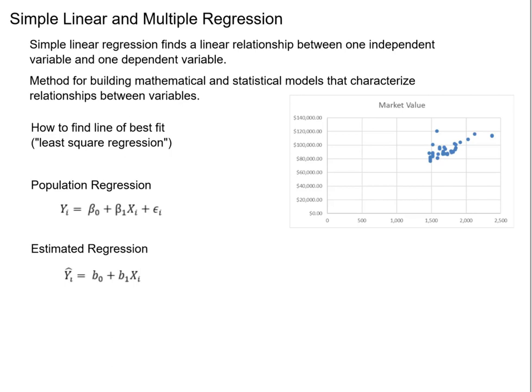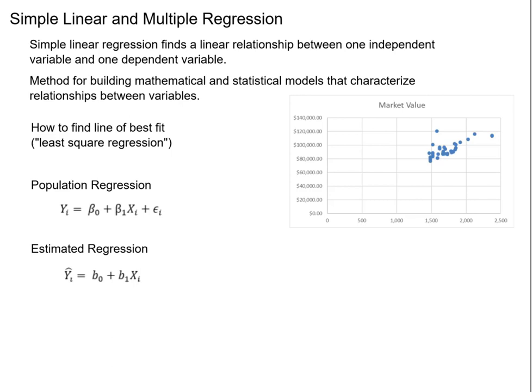So fundamentally, simple linear regression is all it's doing is finding a linear relationship between one independent variable and one dependent variable. And so you could already think about that stuff that we were discussing in terms of trend lines. That's regression, right? That was very simple linear regression.